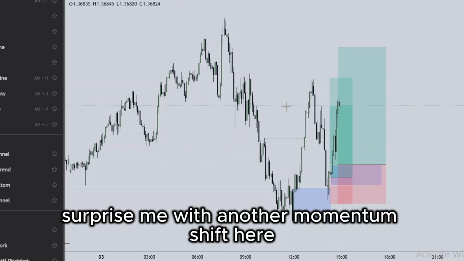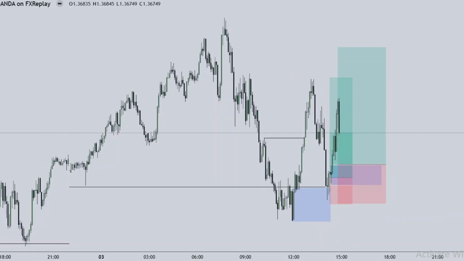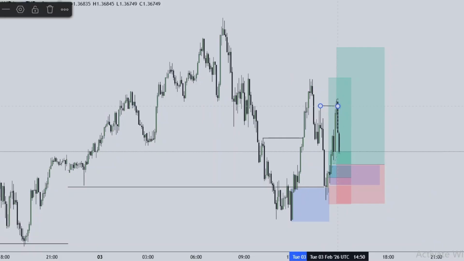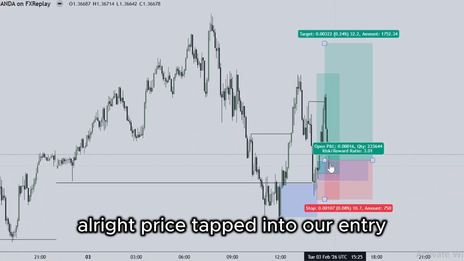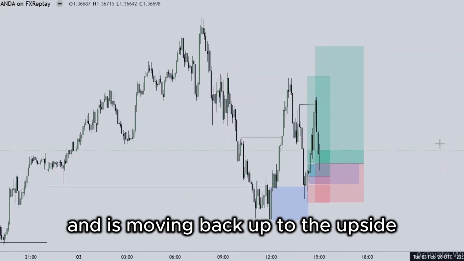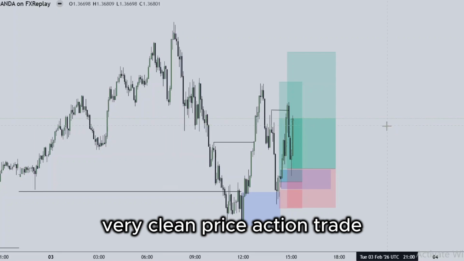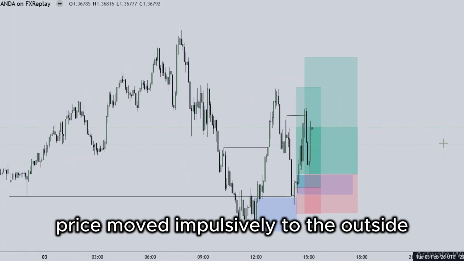So price made another momentum shift here, giving us clean confirmation. Price made a momentum shift here, changing state of delivery. Alright, price tapped into our entry and is moving back up to the upside. And then boom, it was a very clean price action trade. Price moved impulsively to the upside.